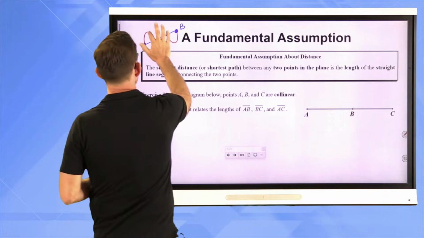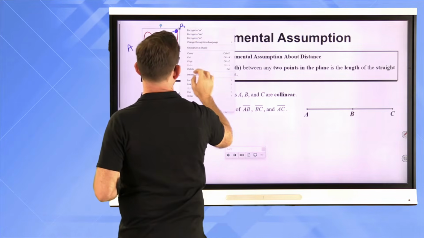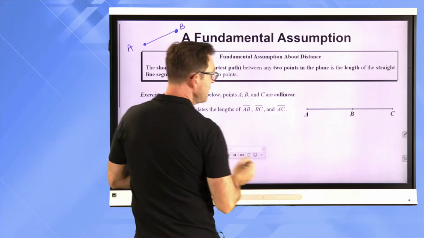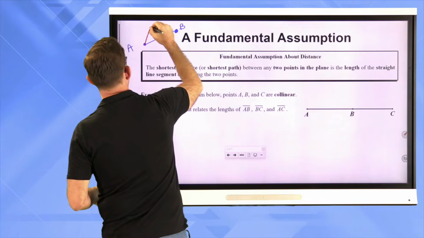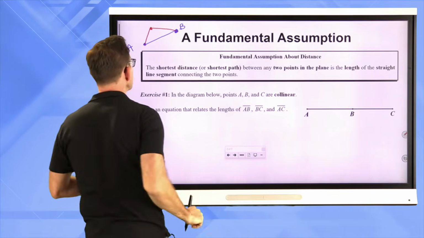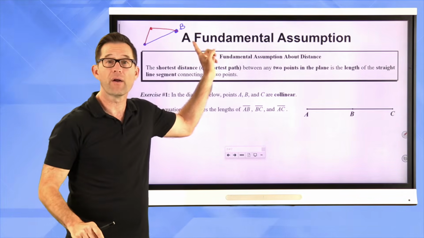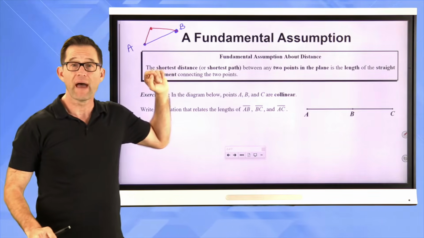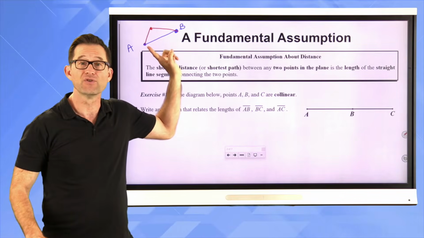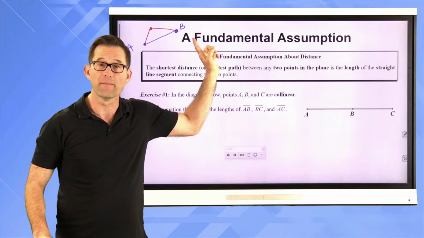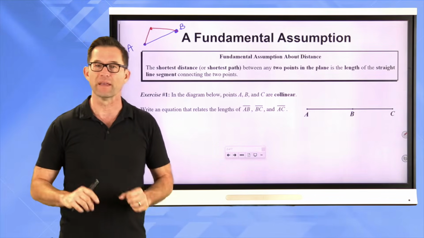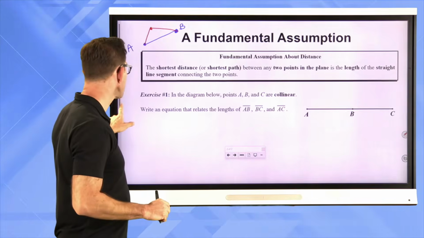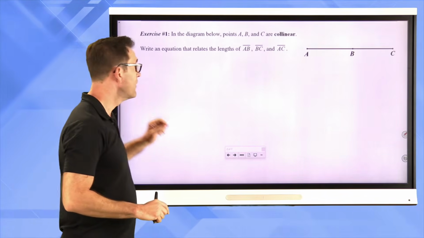In fact, to go a little bit further than that, if I even did something like this, if I took a third point out here and I got from A to B by first going to that point up there and then going that way, then that would still have to be a longer path than just going from point A to point B. So this is an amazingly important assumption about physical space, and we're going to be coming back to it quite a bit in this lesson.